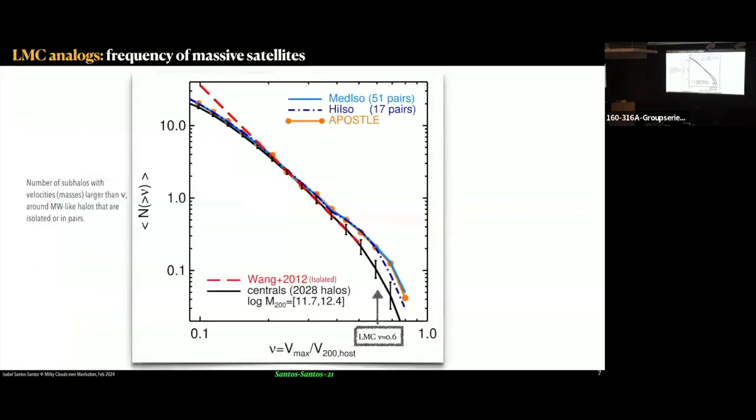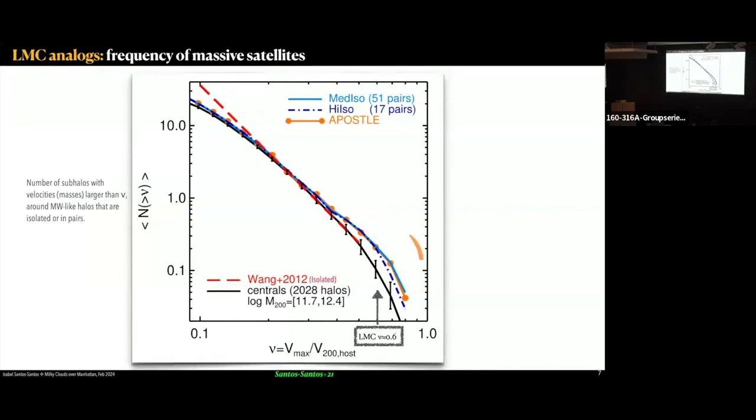So we went to the large dark matter only volume from which the Apostle zooms had been selected. And we identified all the Milky Way mass halos. This plot here is showing the subhalo mass function around these Milky Ways, but separated in groups. So around the Milky Ways that are isolated, which would be the black line, and around Milky Ways that are in pairs, which would be the orange and the blue lines.